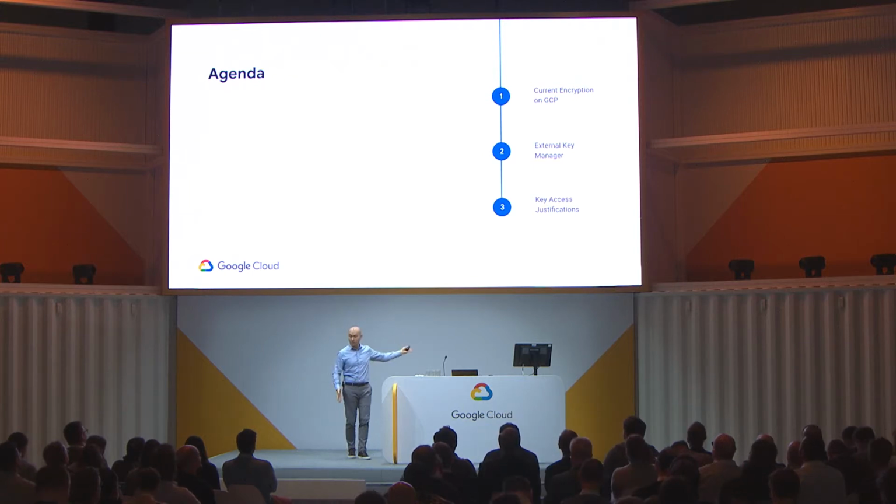But we're going to talk about the current encryption in GCP. We're going to talk about the external key management, the stuff that if you went to the keynote this morning, you heard both Thomas and Suzanne talk about, and then the key access justifications. As I go along, if you have any questions, please just shout them out as much as possible and I'll try to listen. If not, you can come see me after the session.